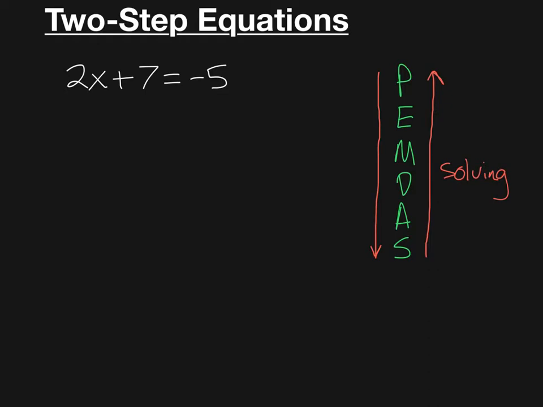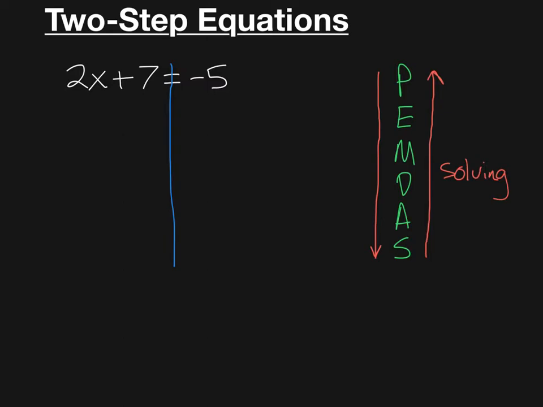So in this example here, 2x plus 7 equals negative 5, we're going to do the same thing we did for one-step equations, where we draw a line through the equal sign. Now this says 2x plus 7, so there are two operations here: multiplication and addition. Since we're going backwards, we are going to undo the addition first, because that's closer to the bottom in the order of operations.